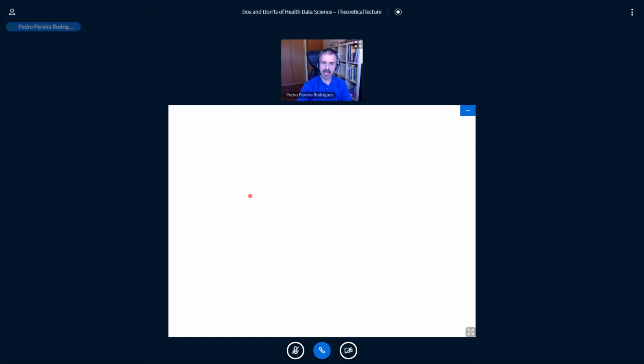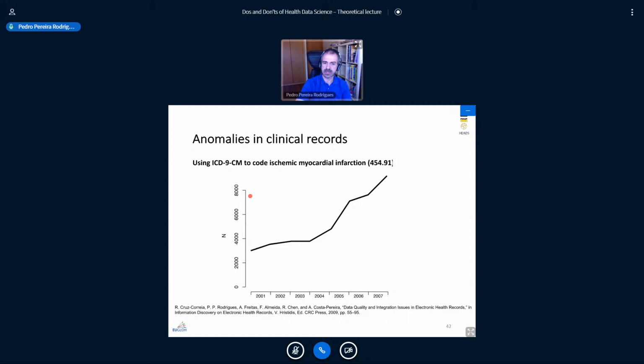And this can have some serious consequences. For example, this is a simple example where we monitored the incidence of ischemic myocardial infarction over the years in all Portuguese hospitals. This study is already some time old, but this happens today as well. And we saw that there was an increase over time of the incidence, and this was worrying for us.